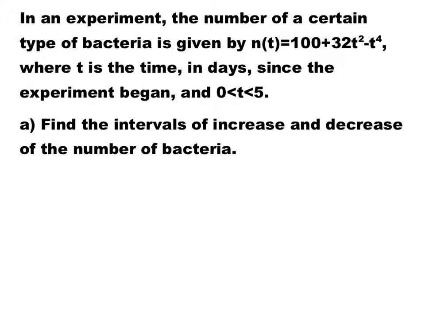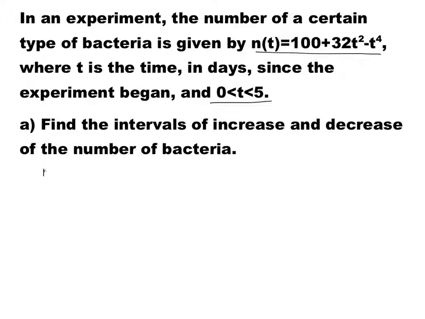The next question says, in an experiment, the number of a certain type of bacteria is given by the formula N of T is equal to 100 plus 32 T squared minus T to the 4, where T is the number of days since the experiment began and T is between 5 and 0. Find the interval of increase and decrease of the number of bacteria.